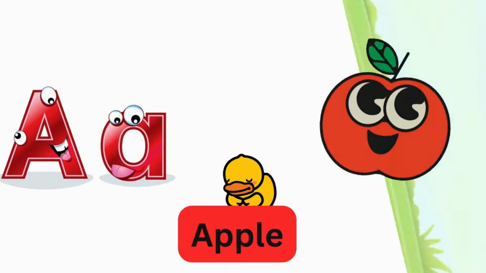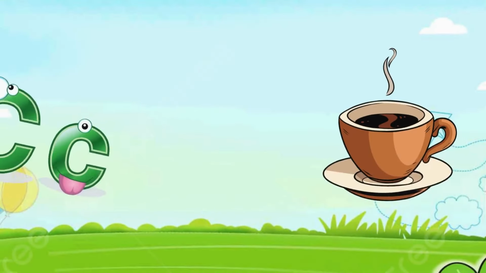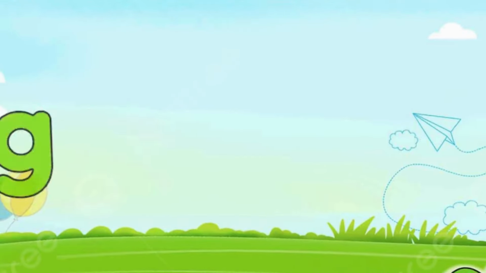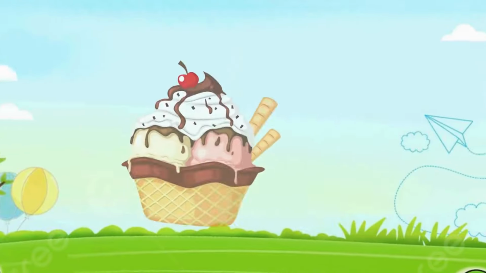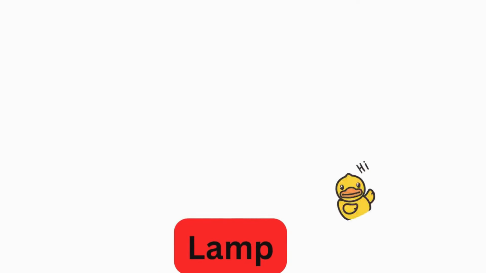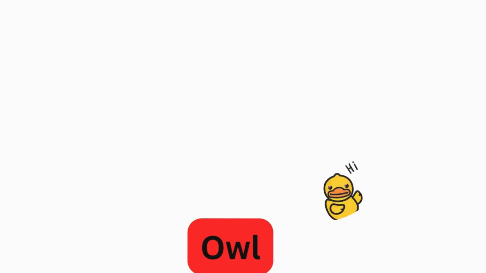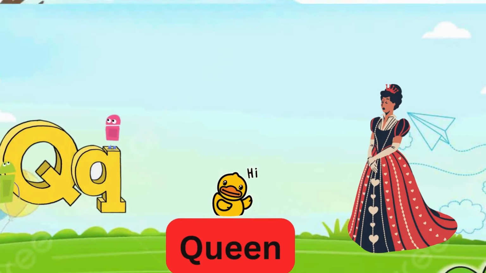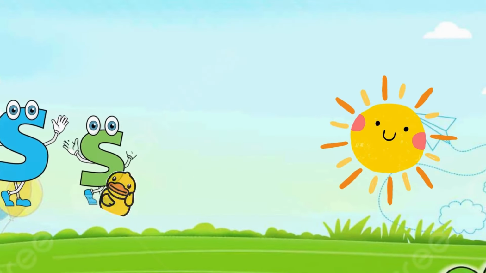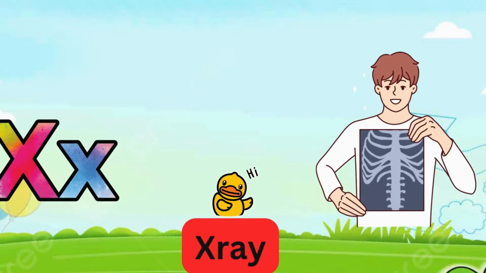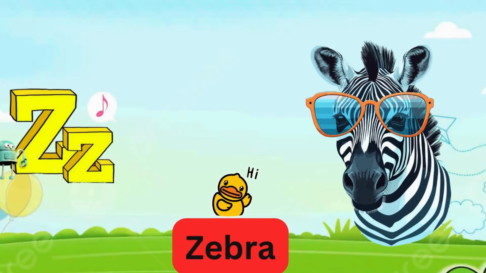A for apple, B for banana, C for cup, D for dog, E for elephant, F for frog, G for gun, H for hen, I for ice cream, J for juice, K for king, L for lamp, M for mango, N for nest, O for owl, P for peacock, Q for queen, R for rose, S for sun, T for tree, U for umbrella, V for van, W for watch, X for x-ray, Y for yo-yo, Z for zebra.